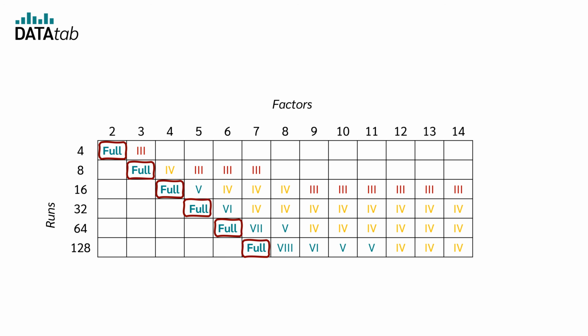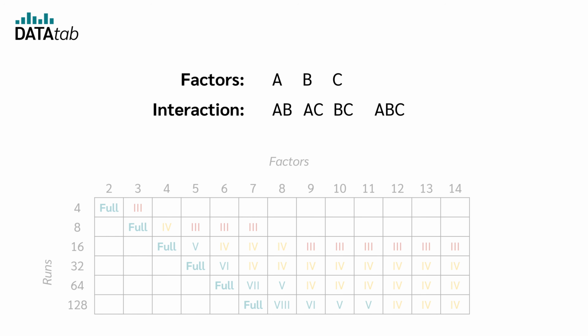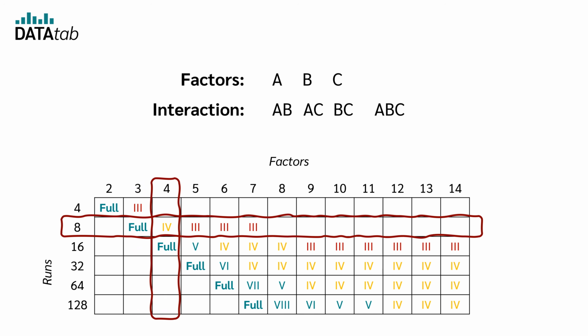The full factorial design is always used as the starting point. Let's take a look at the example with 8 runs. Let's say we have the factors a, b, and c. With the full factorial design, we can now test whether factor a, b, or c have an effect. We can test whether the interactions with 2 factors have an effect and whether the interaction with all 3 factors has an effect.